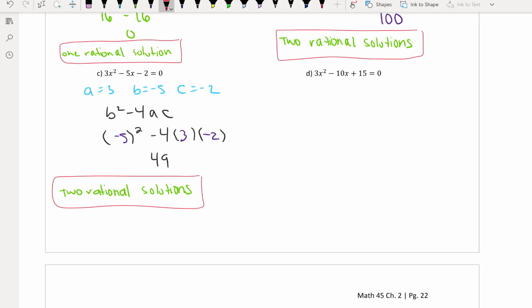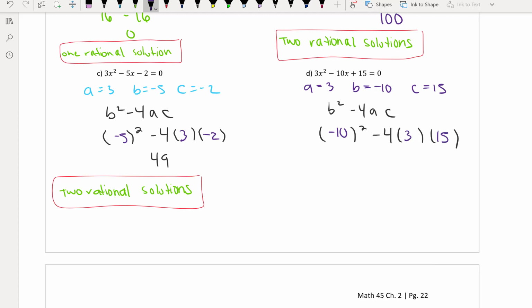Okay. And now for that last one. So I'm going to have that A is equal to 3, B is equal to negative 10, and C is equal to a positive 15. So when I plug it in, my B squared minus 4 times A times C. So I know that I'm going to plug in my B value, which is negative 10, my A value, which is 3, and my C value, which is 15.